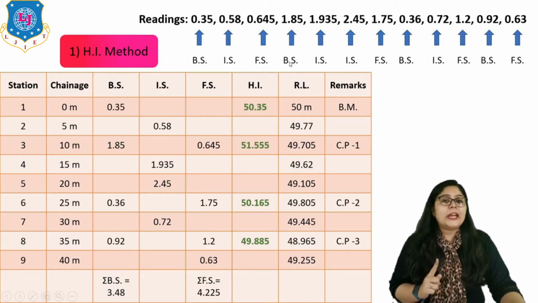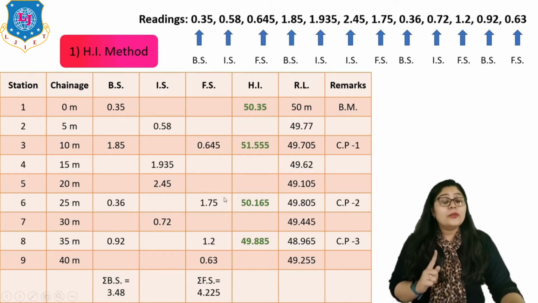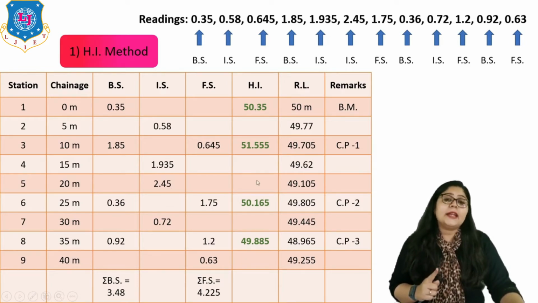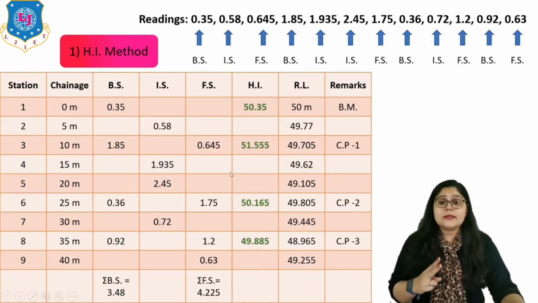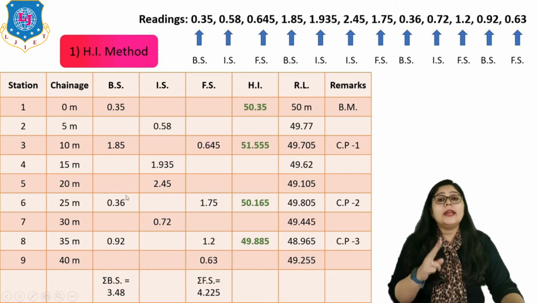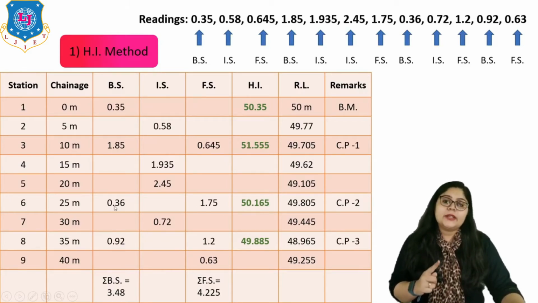Now once you put the value of BS, you have to identify how many IS are there. So there are 2 IS. It means 2 IS in the next 2 stations are there. Then after that comes the FS, the value we are going to put in the FS for the next station. Whenever you put the value for FS, at that time you have to indicate this is your change point 2. Whenever the change point comes, you have to put the next value, which is again the first value for the next setup, which acts as BS but on the same station. Here the station is the 6th one, right? So you have put the value as 0.36.